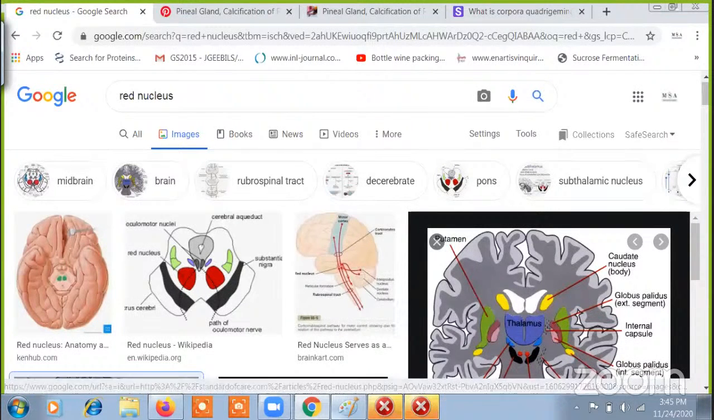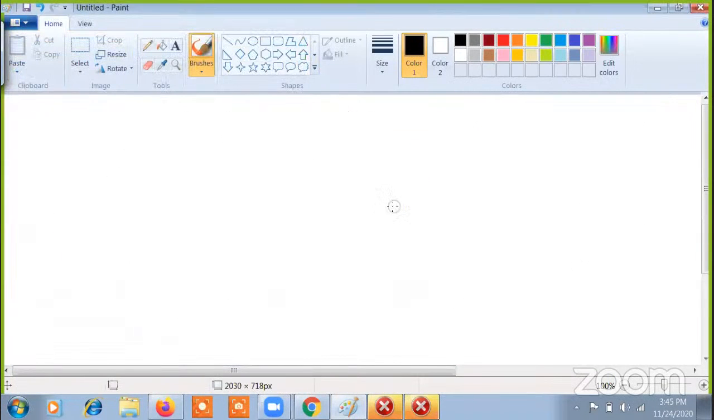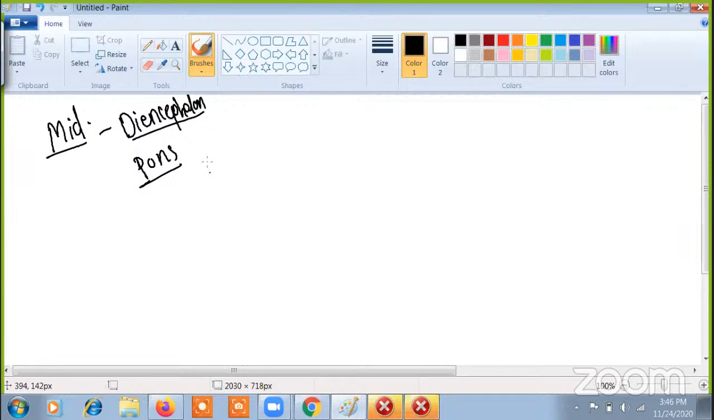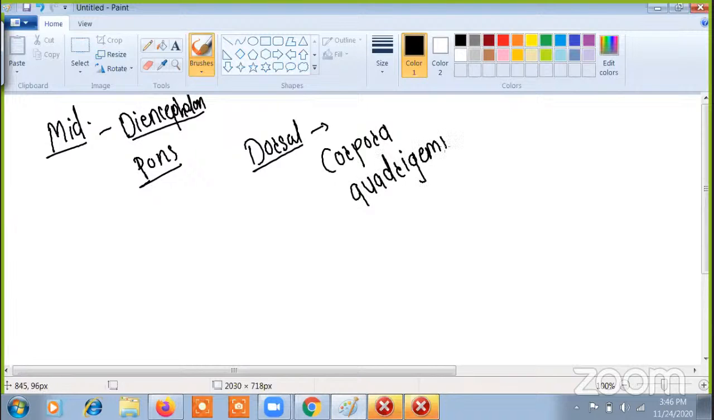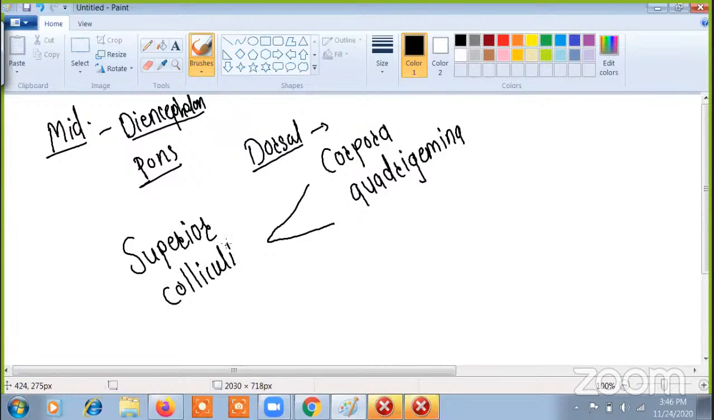So up till now we have discussed the midbrain. So what we have discussed in the midbrain till now: midbrain is located in between the diencephalon and the pons varolii. It is located in between them, diencephalon and pons varolii. Midbrain has a dorsal region. In the dorsal region of the midbrain you can find the corpora quadrigemina. Corpora quadrigemina has two superior elevations called superior colliculi. This we have discussed. And inferior elevations called inferior colliculi.